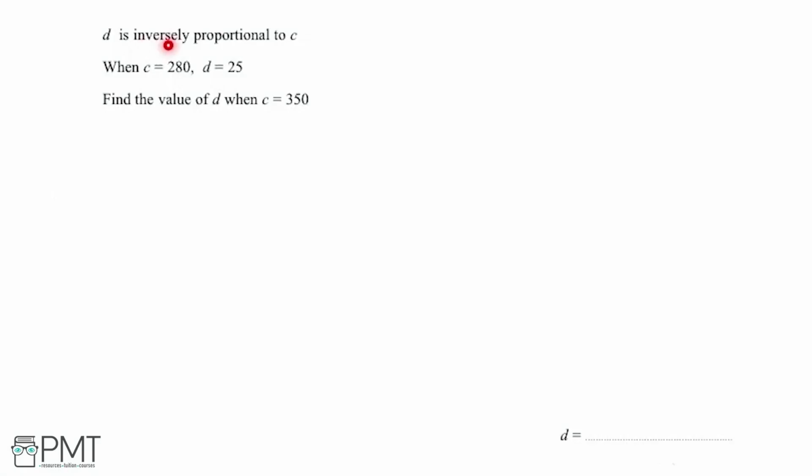D is inversely proportional to C. When C is 280, D is 25. You need to find the value of D when C is 350. Okay, so I'm going to write it out like this. We've got D is inversely proportional to C. So that's a mathematical way of writing it.